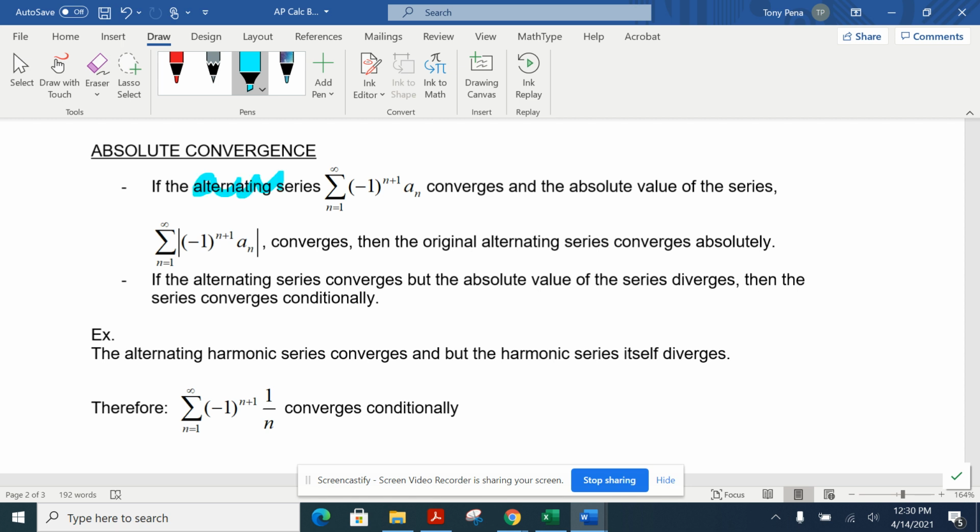If you have an alternating series and it converges, so here's our alternating, here's our general term, and that converges, and the absolute value of that series converges, so that's what this is saying. So if that absolute value converges, then we would say that that series converges absolutely, because the absolute values would work. All right. If the alternating series converges, so if our alternating series does converge, but the absolute value of that series would diverge, then the series converges conditionally.